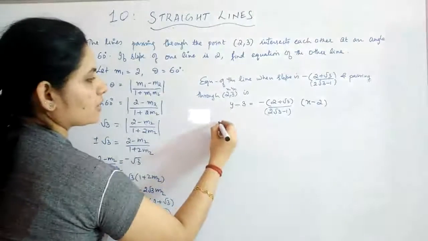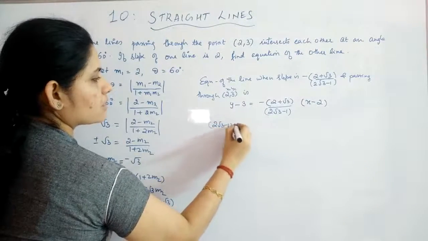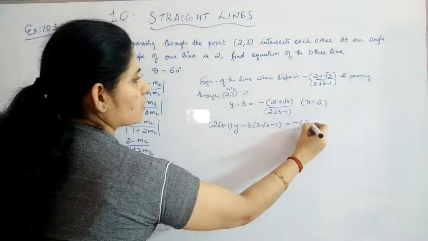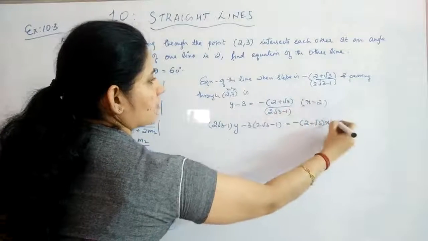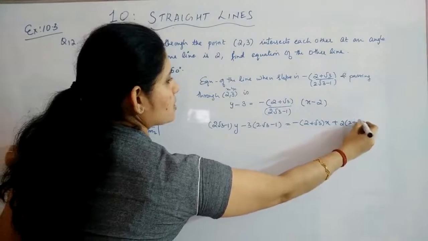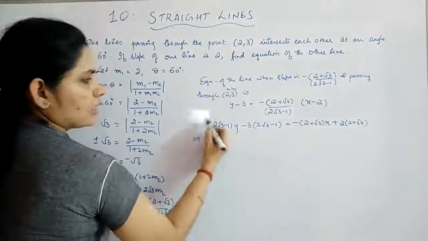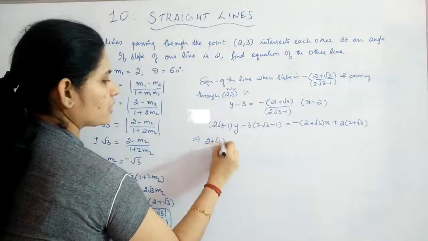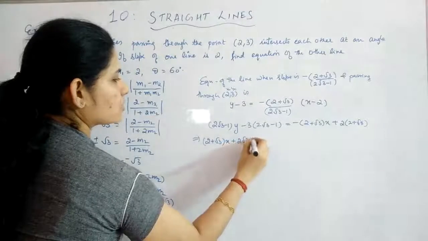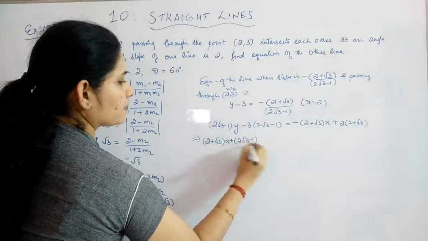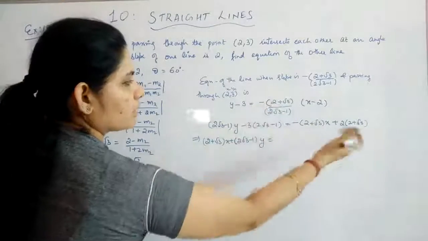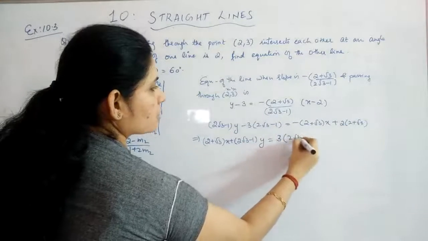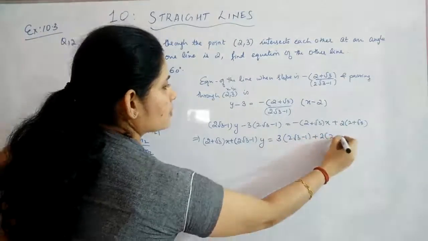Now this cross multiplying you will get 2 root 3 minus 1 into y minus 3 into 2 root 3 minus 1 is equal to minus of 2 plus root 3 into x plus 2 into 2 plus root 3, which will give you, this is y term, this x term will be taken here so that it becomes positive, so we'll get 2 plus root 3 into x plus 2 root 3 minus 1 into y. This term will go there, so that already you have this positive and this will also become positive. 3 into 2 root 3 minus 1 plus 2 into 2 plus root 3.